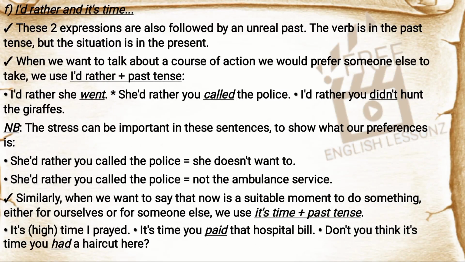F. I'd rather and it's time. These two expressions are also followed by an unreal past. The verb is in the past tense, but the situation is in the present. When we want to talk about a course of action we would prefer someone else to take, we use I'd rather plus past tense. Examples: I'd rather she went. She'd rather you called the police. I'd rather you didn't hunt the giraffes.